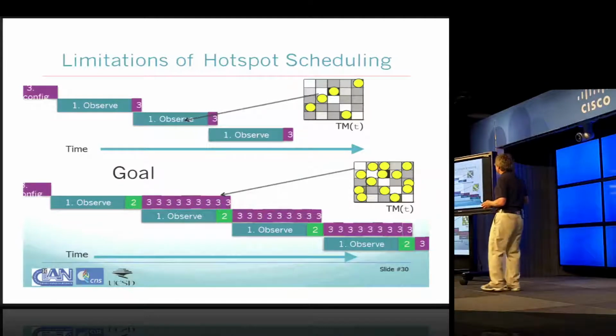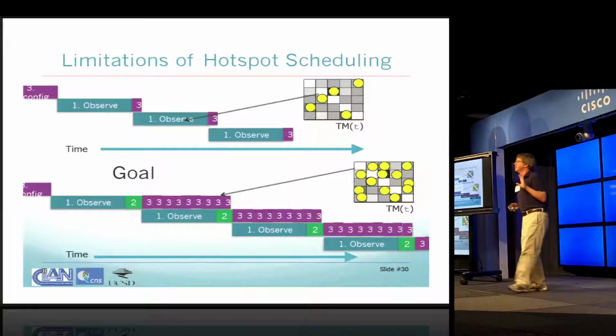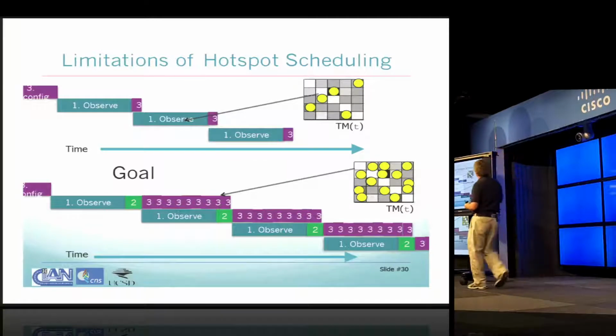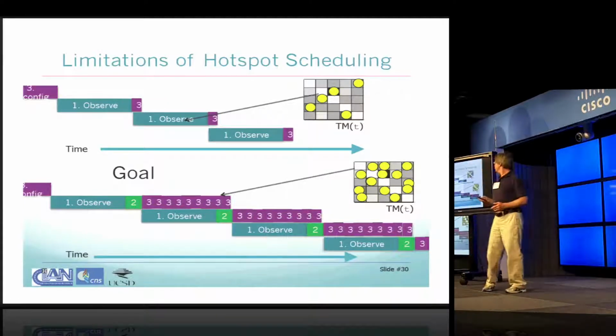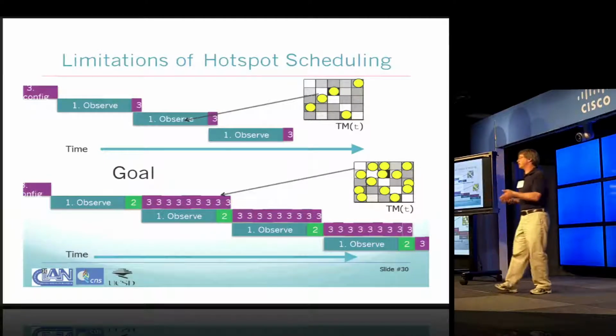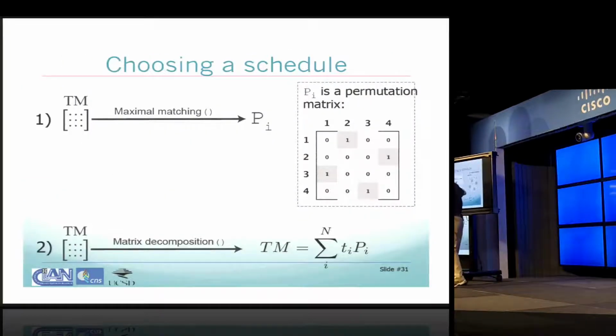It would be much better to be able to take that time and slice it into submatrices, each one of them still a permutation matrix, and then weight those permutation matrices by a time. When you do that, you cover much more of the total traffic matrix. And in fact, what Nathan showed last year is you can completely decompose the traffic matrix into a set of permutation matrices with weights. So here is the traffic matrix. Here's one permutation matrix.